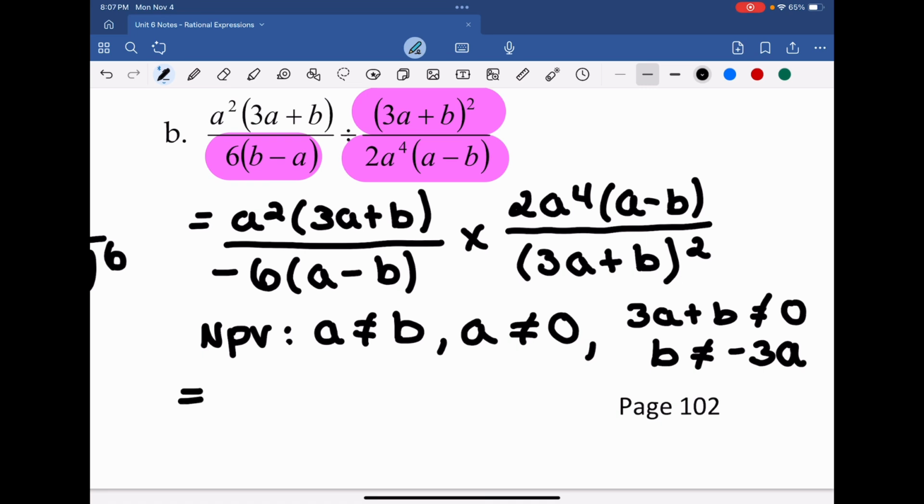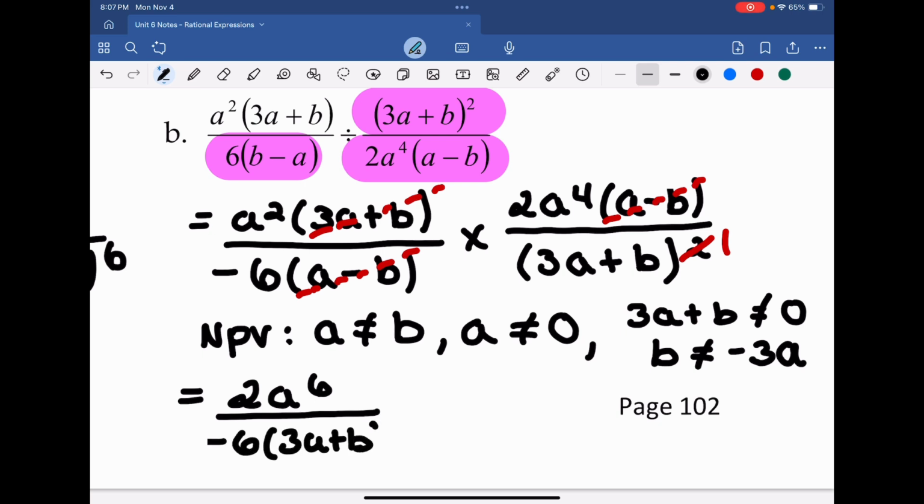Now, this is going to be equal to, when we do our cancellations, let's make sure we cancel things we can. So I'm going to go a minus b, a minus b. Those can go away. I'm going to cancel one of the a minus b's away from here because I have 3a plus b divided by 3a plus b squared. So I can eliminate one from the denominator and the other one completely from the numerator. This is going to leave me behind with the following. I have 2a squared times a to the 4, which is 2a to the power of 6, all divided by, in the denominator, negative 6, and then it was left behind with a 3a plus b.